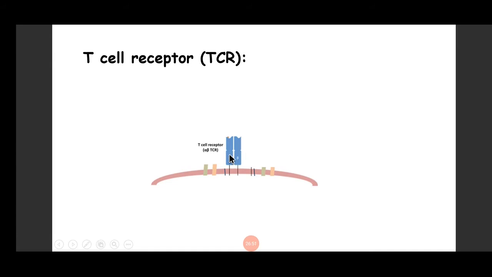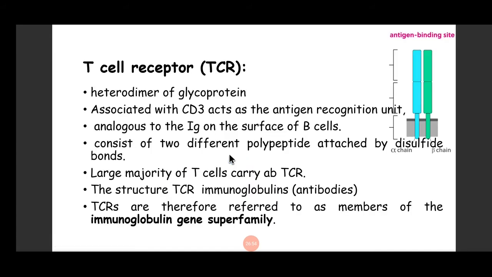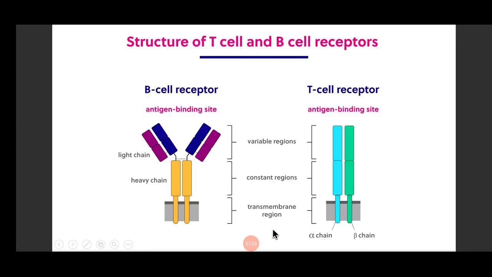Only through this receptor, with the help of some other receptors, CD3 and CD4. They are associated with CD3. They act as an antigen recognition unit and are analogous to the immunoglobulins present on B cells. Structurally they are quite similar to immunoglobulins, and they are often referred to as a member of the immunoglobulin family because of their similarity in structure with the B cell receptor. This is the B cell receptor, this is the T cell receptor, and they look almost the same.